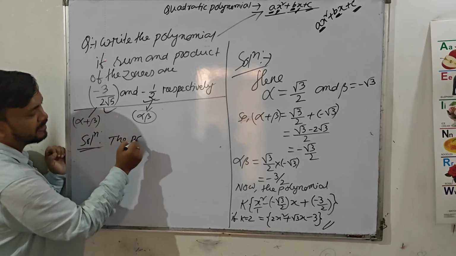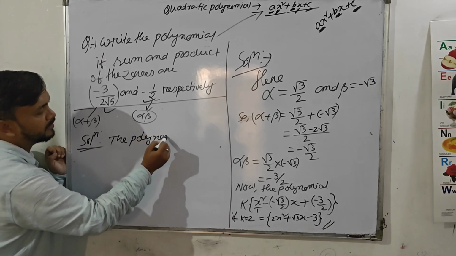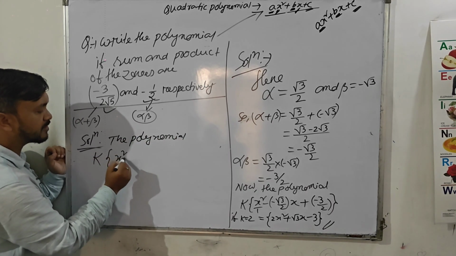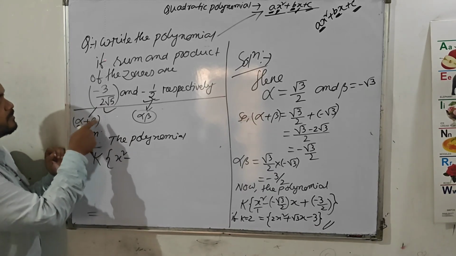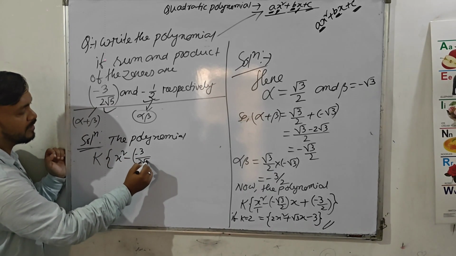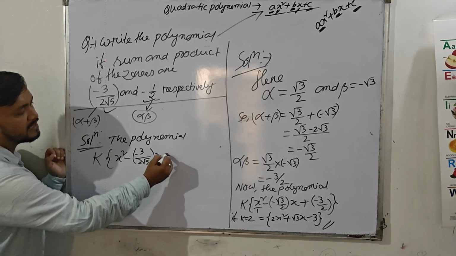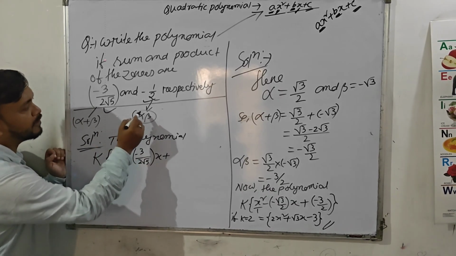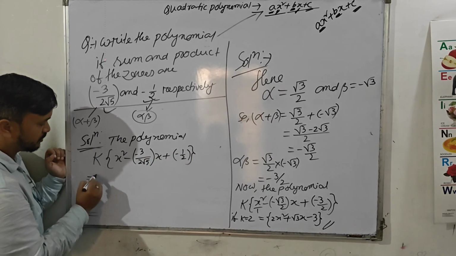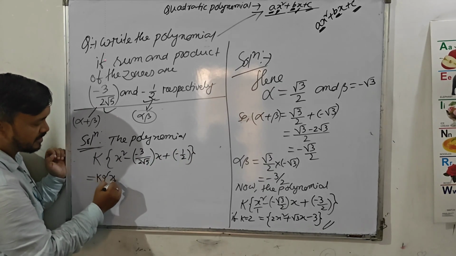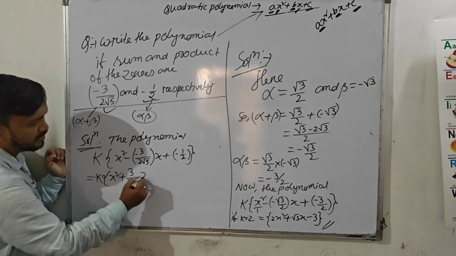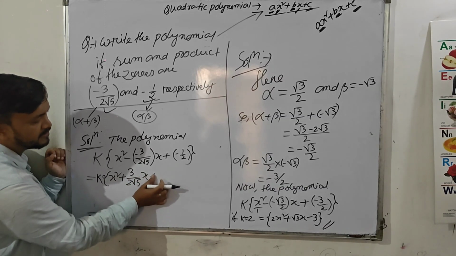Write the given polynomial below: x square minus alpha plus beta. The value of alpha plus beta is given as minus 3 by 2 root 5, so x square minus into minus plus 3 by 2 root 5 into x plus into minus. The value of alpha and beta product is minus 1 by 2.